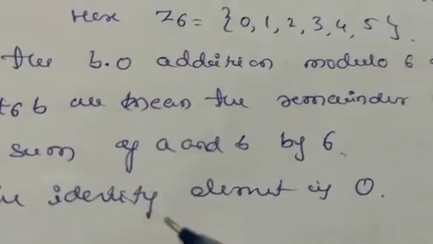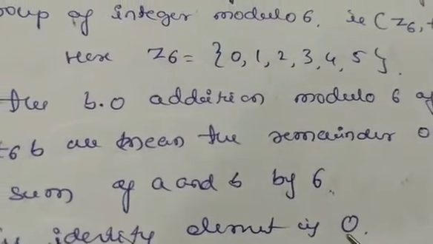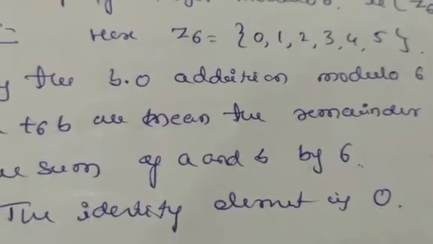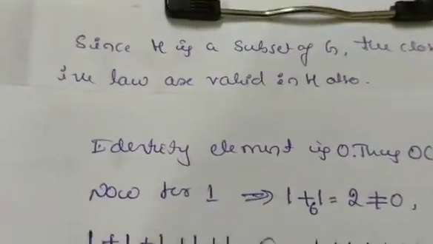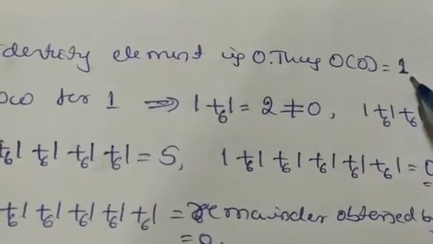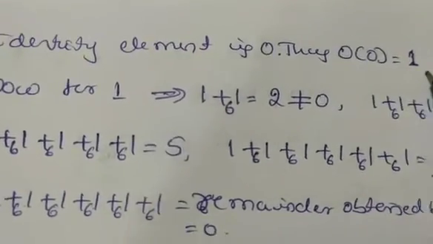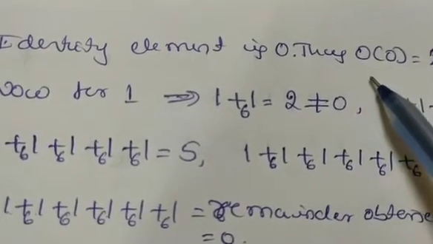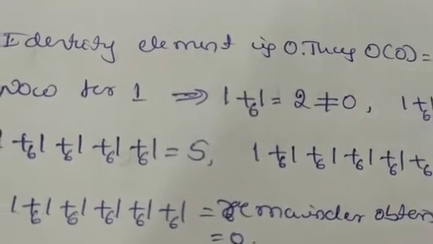So therefore the identity element here is 0, because it is an additive group. So the identity element is 0, that is the order of 0 is 1 here, that is 0 plus 0 is equal to 0. The additive identity element is 0, so the order of 0 is 1.